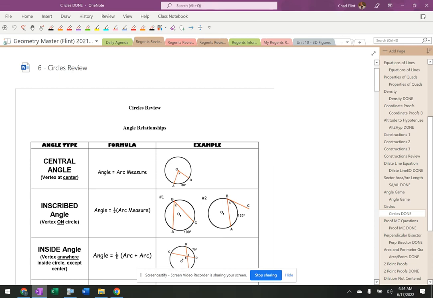Okay, so there's normally one circle question on the test, and it's either an angle question or a segment question. And if you know the rules, they're super easy to do. If you don't know the rules, they're really hard. You can sometimes take a reasonable guess.